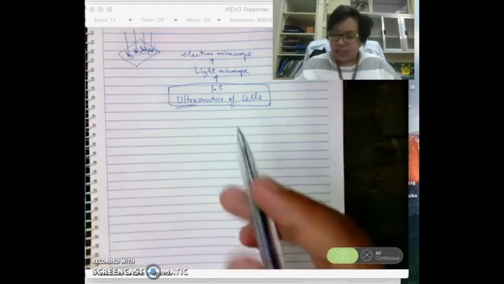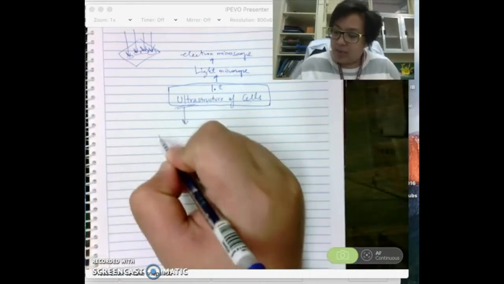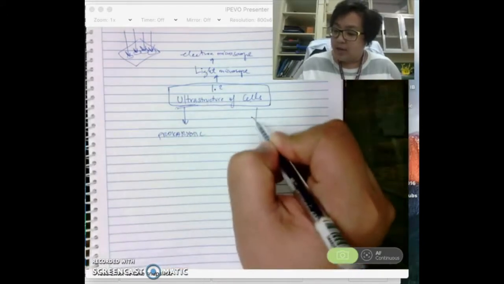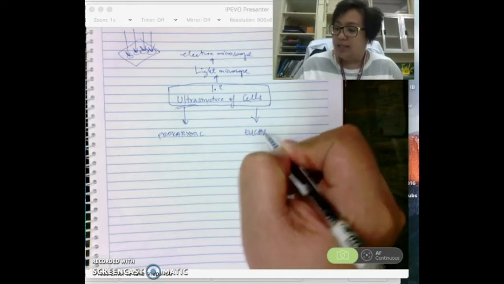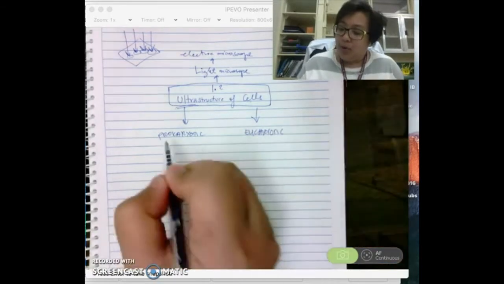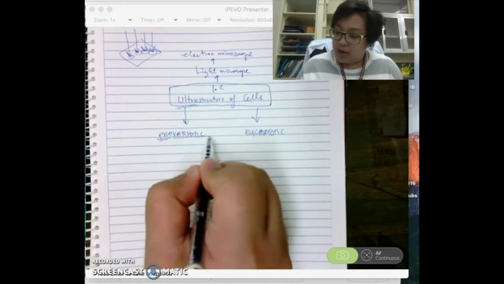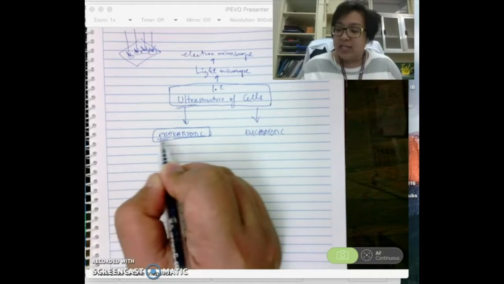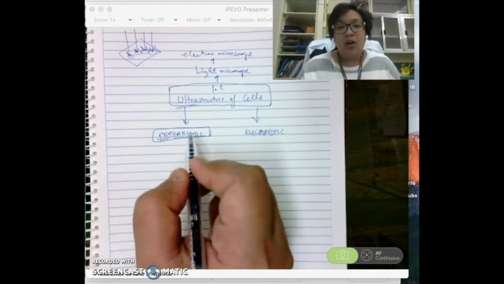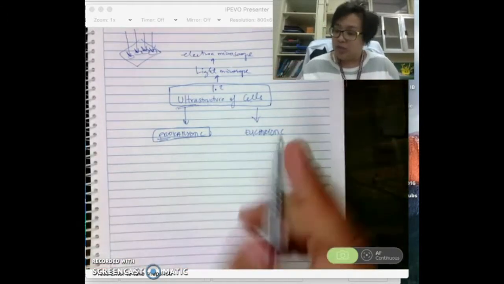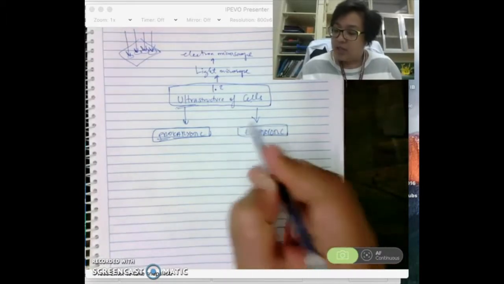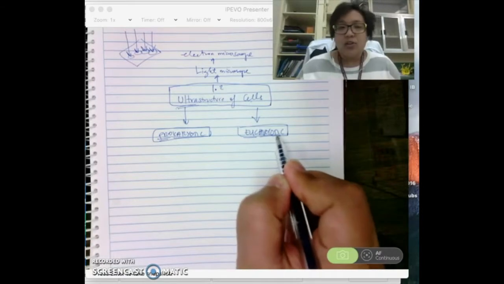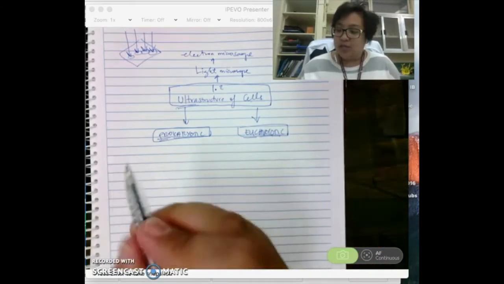Now, your cells can either be prokaryotic or eukaryotic cells. Pro means before, karyote means nucleus. So these are cells that don't have a nucleus. These are structures that don't contain a nucleus. However, eukaryotic cells, eu from the word true, karyote, nucleus, these are cells that contain nuclei.